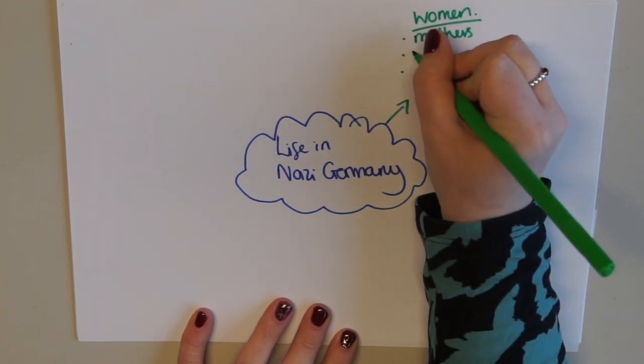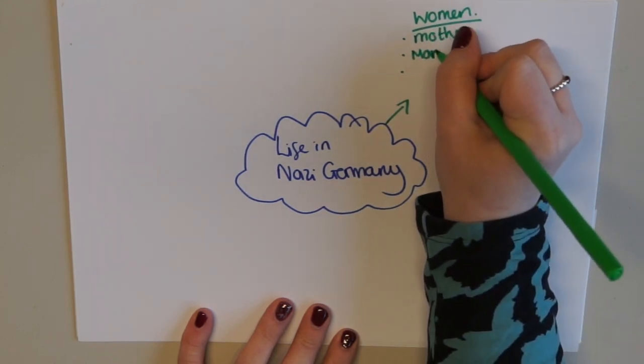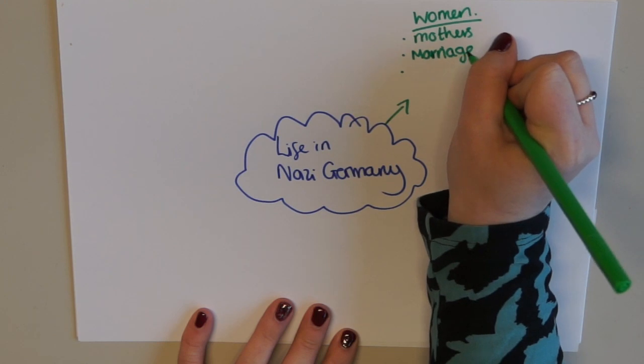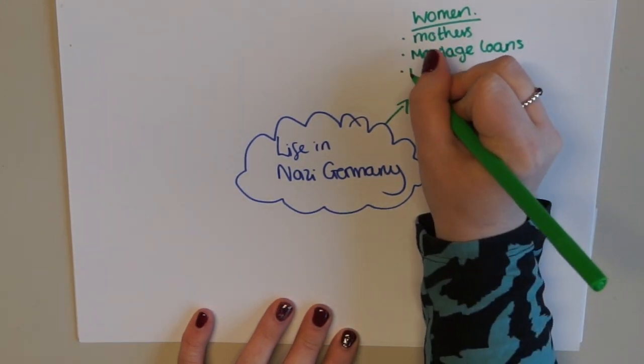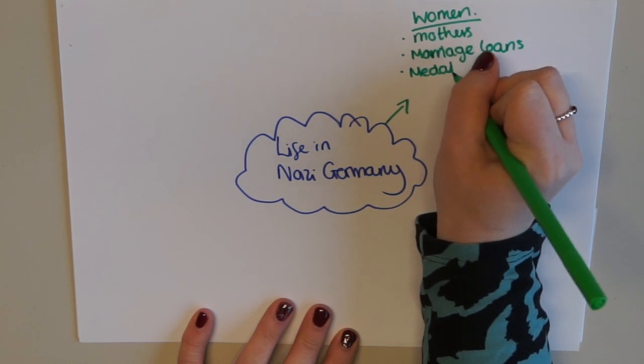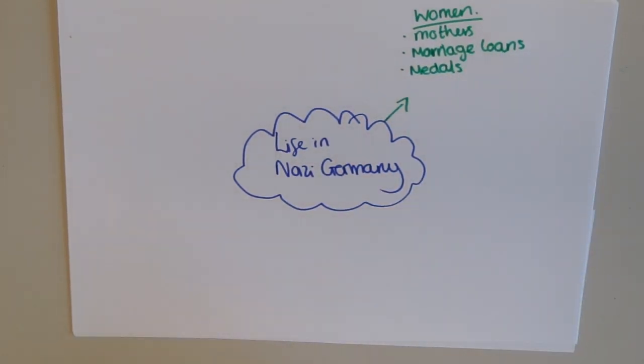The second one is that they were given marriage loans if they got married. The third one is that they were given medals for the amount of children that they had. Now again, this doesn't have to be really, really detailed. What we are looking for is those trigger words that will help you to remember the rest of the information.